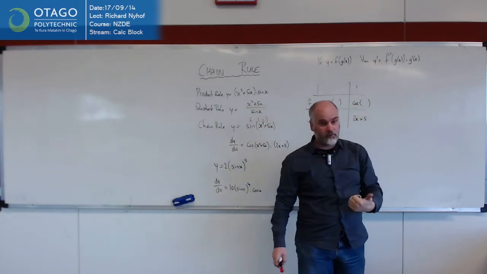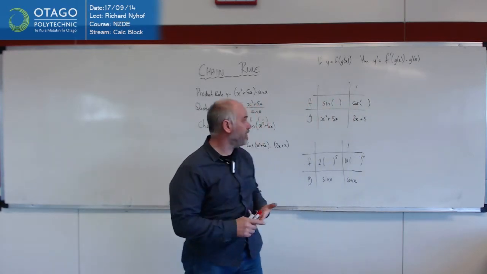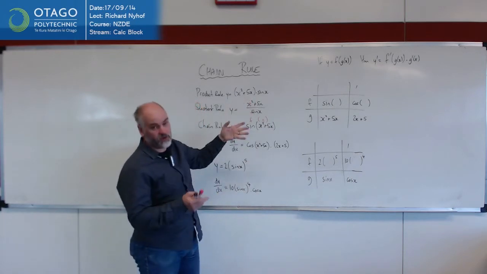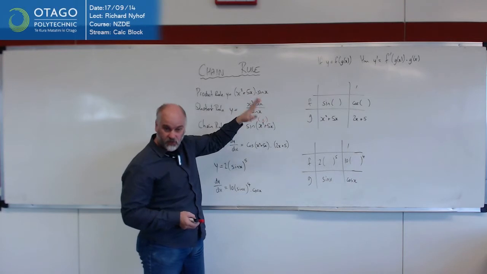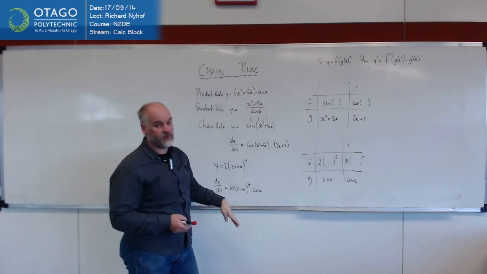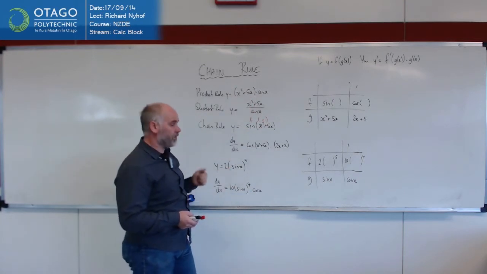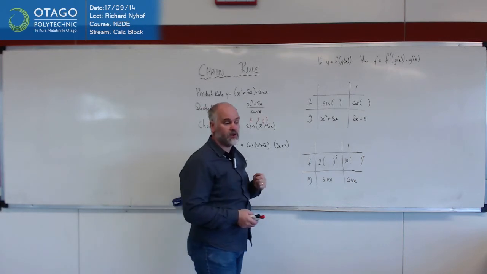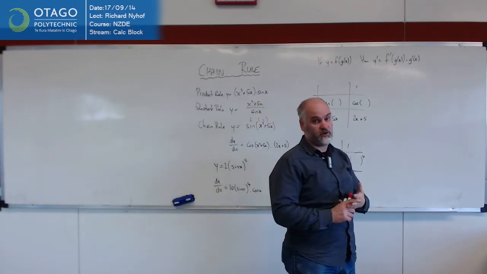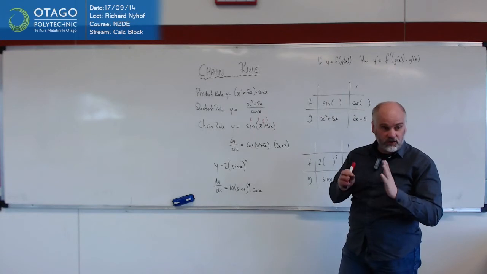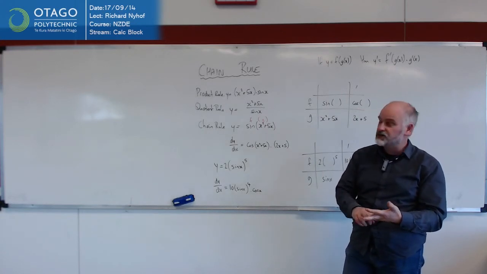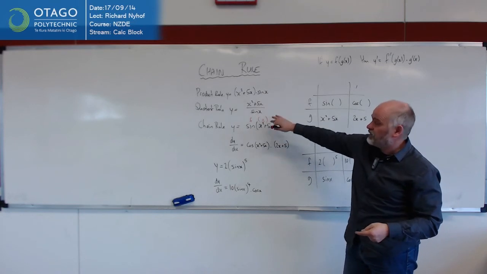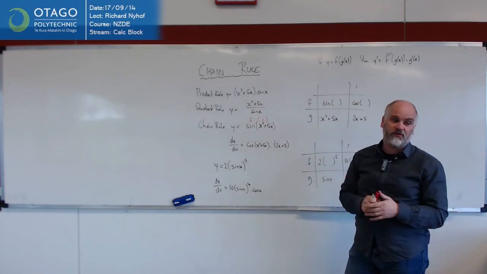So for all of the product, the quotient, and the chain, it's a matter of firstly identifying which one it is, getting the two bits, differentiating them separately, and sticking them back together according to the right formula. Product, quotient, and chain. That's all the things you need to be able to differentiate for this course. The things you can read straight off your formula sheet, things joined together with pluses and minuses, and things joined together in these manners. That's everything you have to be able to differentiate.